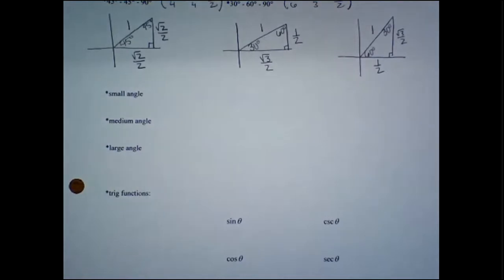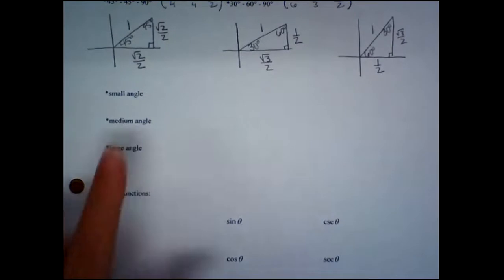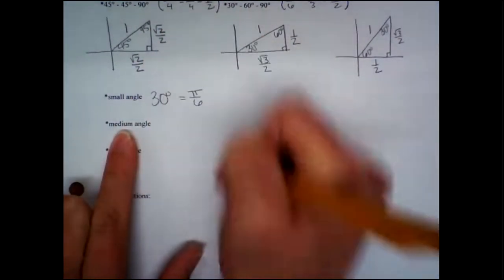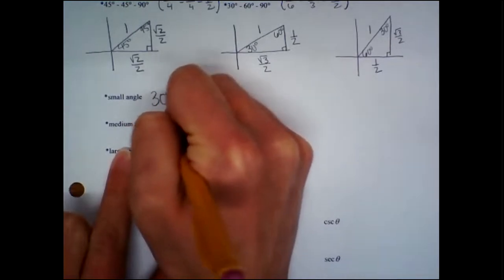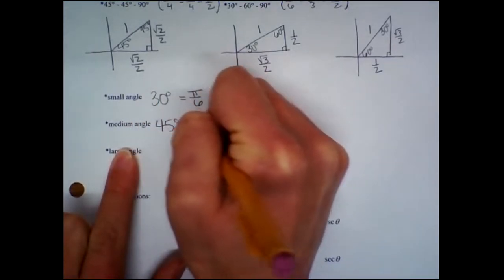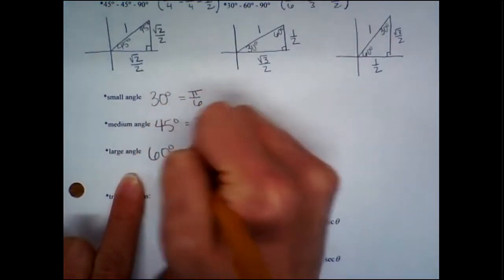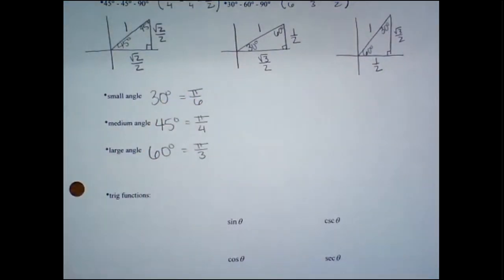You have a small angle, a medium angle, and a large angle. That's really all that is. Small, medium, large. The small angle is 30 degrees, which is pi over 6. The medium angle is 45 degrees, which is pi over 4. And the large angle is 60 degrees, which is pi over 3.